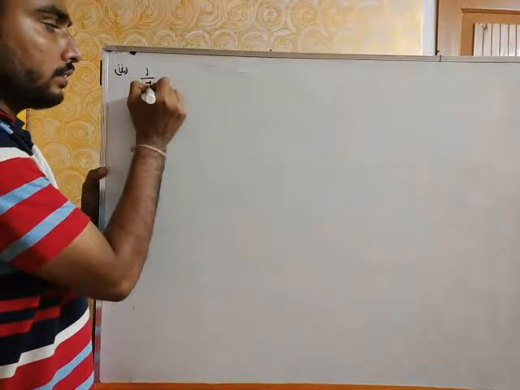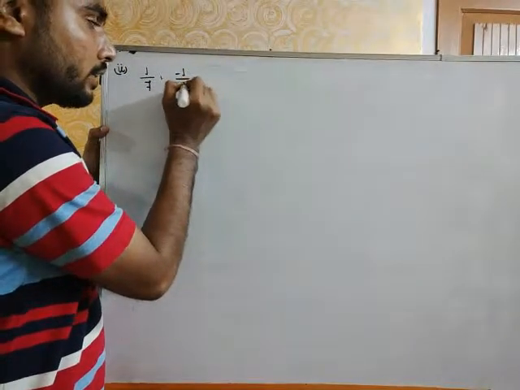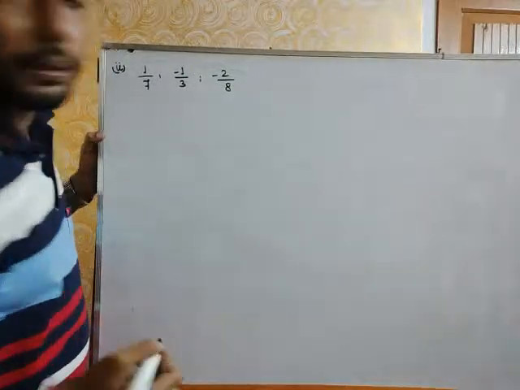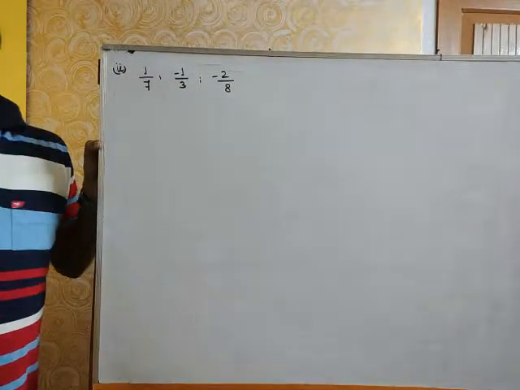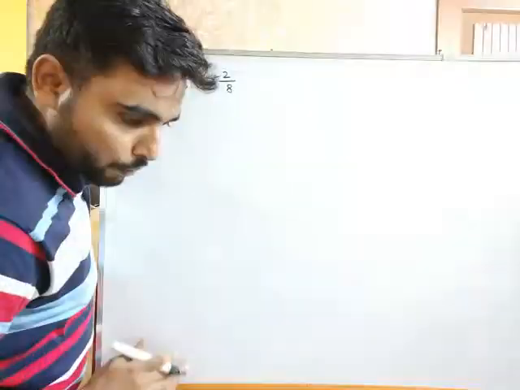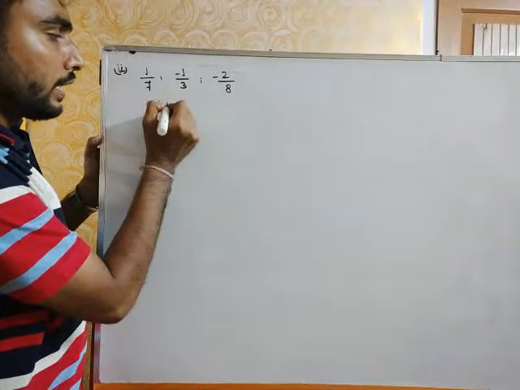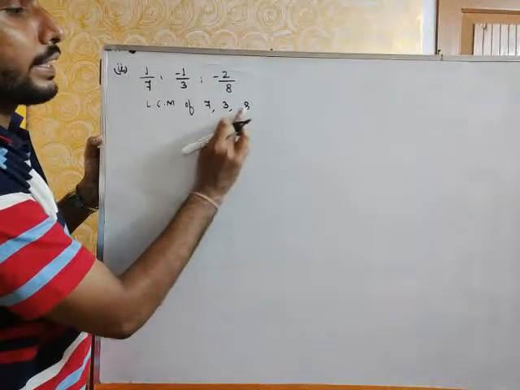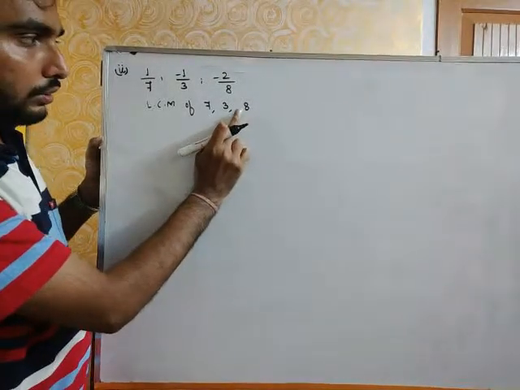Question number 2. The question is 1 by 7, then minus 1 by 3, comma, minus 2 by 8. All the denominators are positive, so we will find the LCM of 7, 3 and 8. The greatest number is 8.